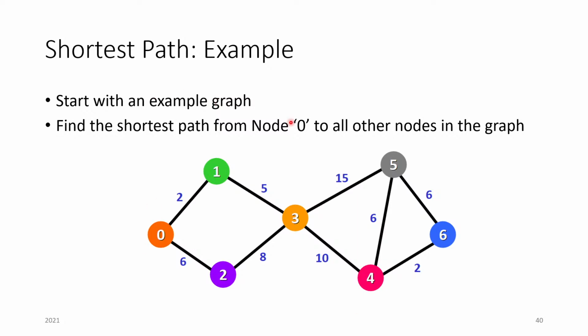So let's say we have our example graph here, and we're going to start with node 0. We're required to find the shortest path from node 0 to all other nodes in the graph. That means we need to find the shortest path from 0 to 1, 0 to 2, 0 to 3, 0 to 4, 0 to 5, and 0 to 6. We're going to see how Dijkstra's algorithm helps us find the shortest path in an effective manner.